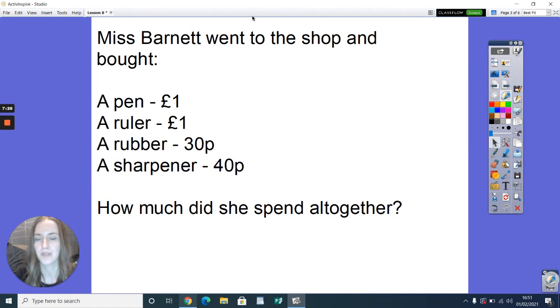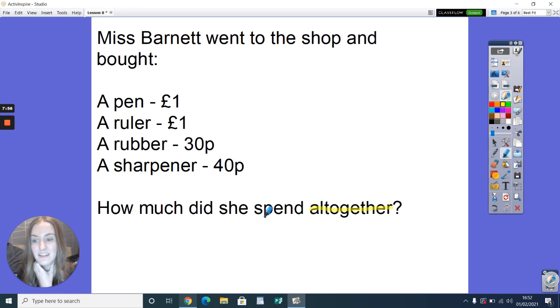It says, Miss Barnett went to the shop and bought a pen, which cost £1, a ruler, which cost £1, a rubber, which cost 30p, and a sharpener, which cost 40p. How much did she spend all together? All together on all those 4 items, what do we need to do?